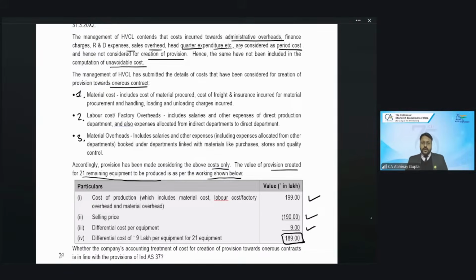Whether the company's accounting treatment for the cost of the creation of the provision towards onerous contract is in line with the Ind AS 37 requirements. So company is saying that because we are incurring the loss if we manufacture these 21 equipments, then whatever the loss we need to provide upfront, and that loss they have calculated at 189 lakhs. How they have calculated? The cost which they will be incurring for manufacturing minus the sale price, the total loss into the 21 equipments. What do you think? Whether the management's accounting is correct or not?